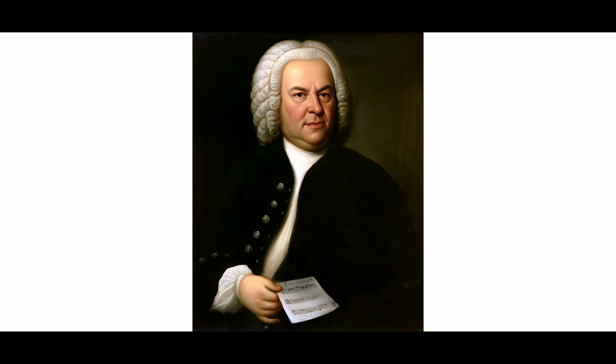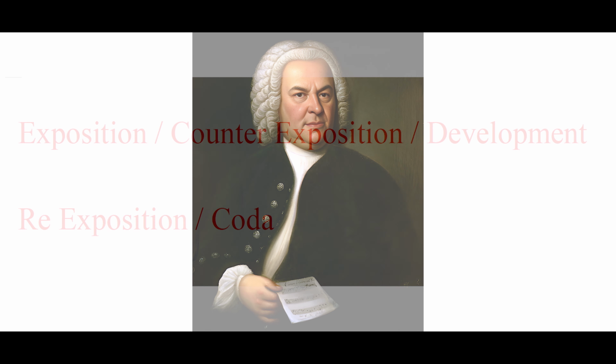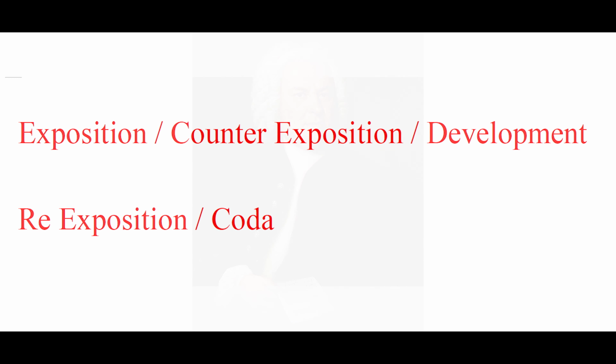A typical fugue structure usually includes 5 main sections: exposition, counter-exposition, development, re-exposition, and finally coda. The exposition is the most important part of the fugue. It serves as the source of main ideas, laying the foundation for everything that follows in the next part. This is very similar to the exposition in an invention, right?